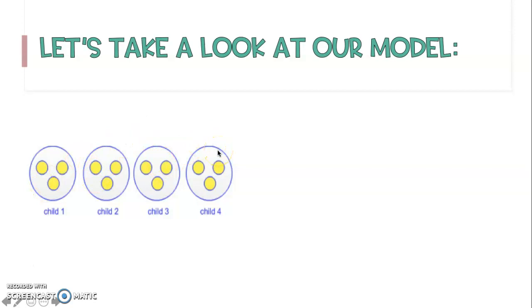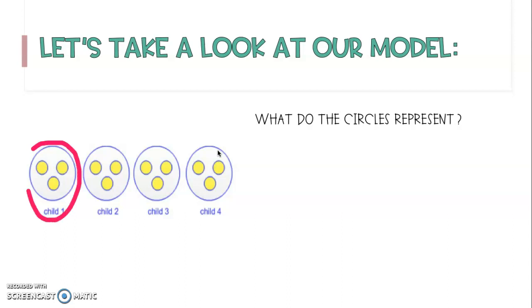But as I think about a story problem, I'm going to ask myself the following questions. What do the circles represent? So what could each circle that I have here represent? Now I notice that I have below my circles the label Child 1, Child 2, Child 3, and Child 4. So I can say that each equal group represents a child.